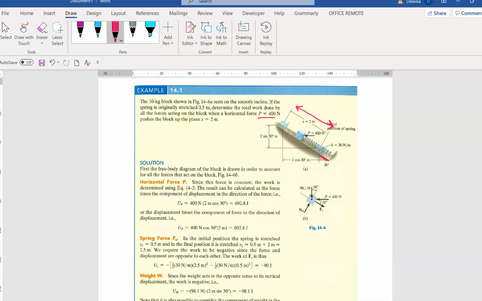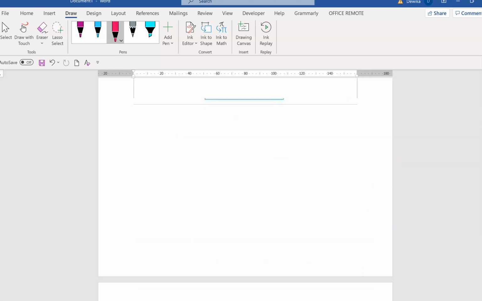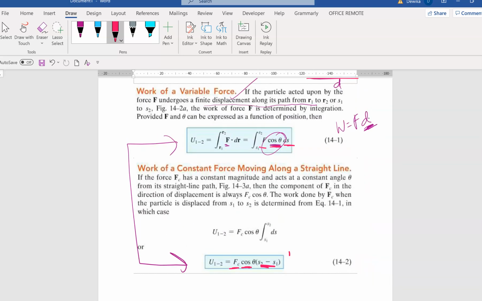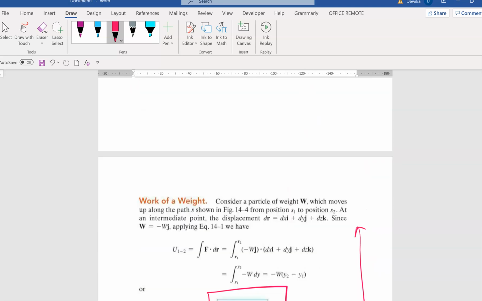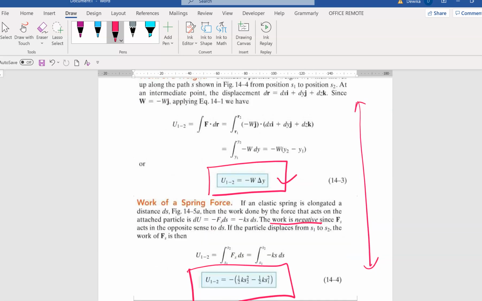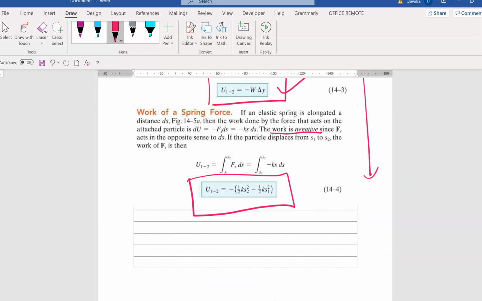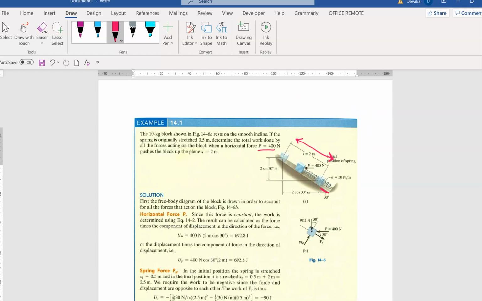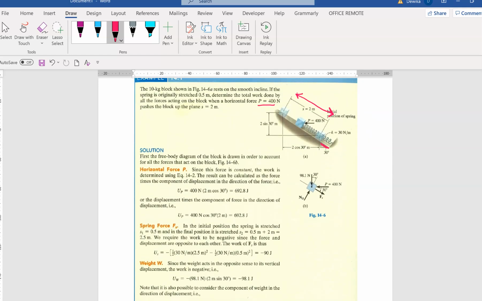So let's look at the formulas that I have explained to you. What do we have here? We have an external force, and then of course weight. We also have the spring. So we have all of them, and what we do is solve them one by one.